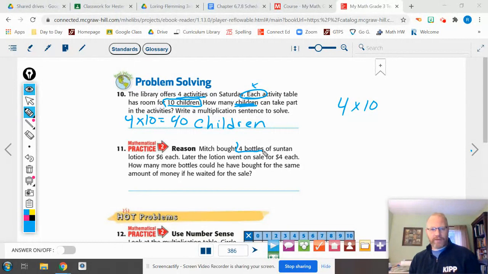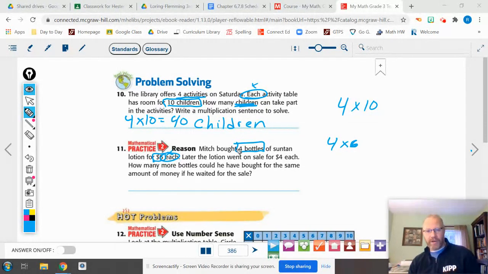Mitch bought 4 bottles of suntan lotion, each for $6. So each $6. Now check this out. We have 4 times 6 right now for this first sentence. Now it says, later the lotion went on sale for $4 each. How many more bottles could he have bought for the same amount of money if he waited for the sale? This is a crazy question, guys. But let's just break it down.